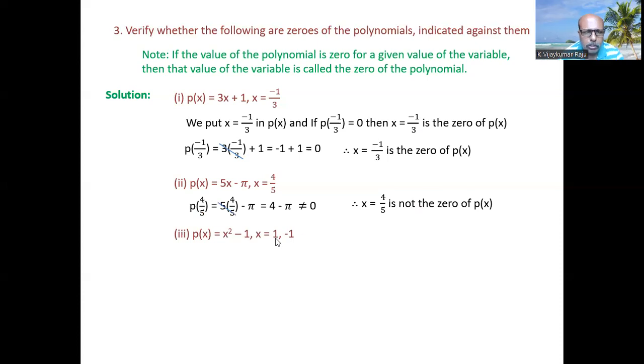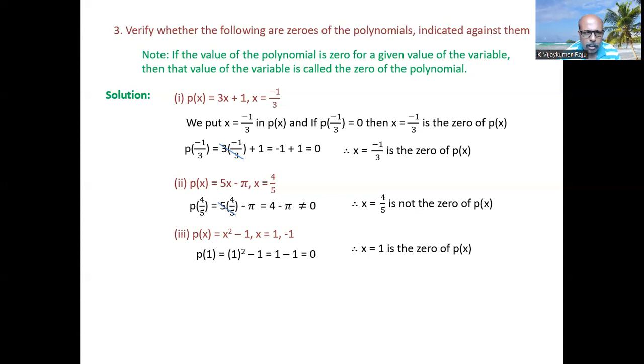So for two values of x we have to calculate. Let us calculate first for 1, P of 1. So 1 square minus 1. 1 square is 1, 1 minus 1 is 0. So P of 1 is 0, that means x is equal to 1 is a 0 of the polynomial. Therefore, x is equal to 1 is a 0 of the polynomial P of x.